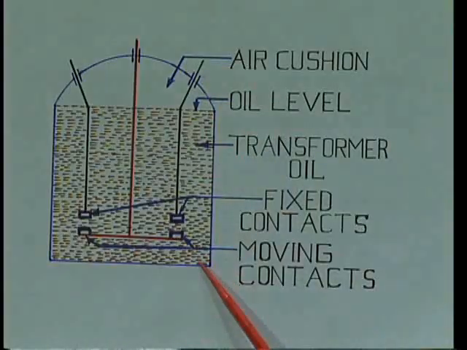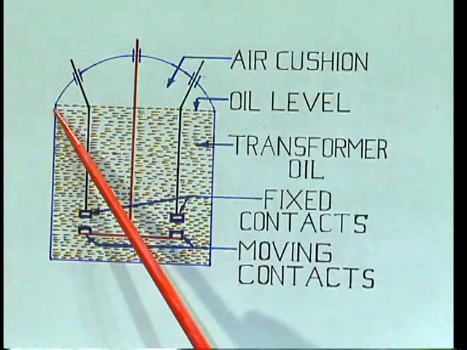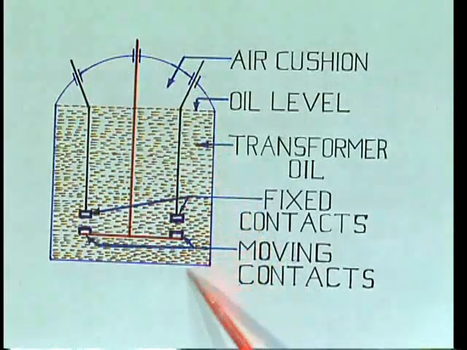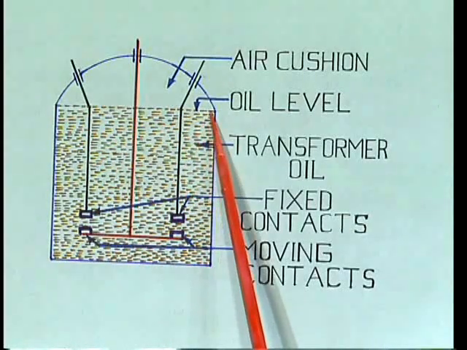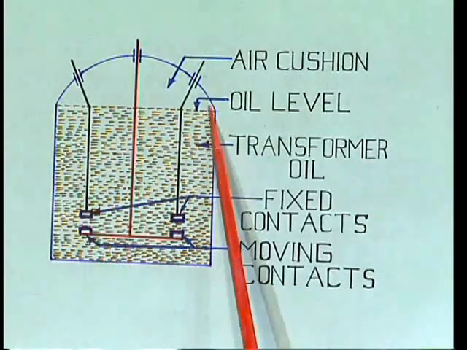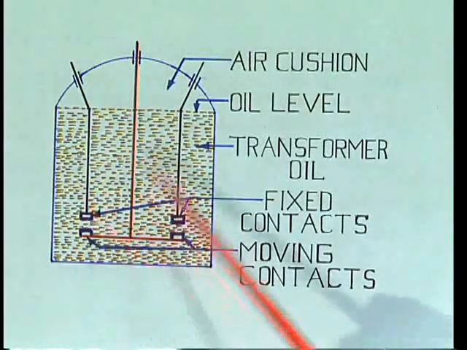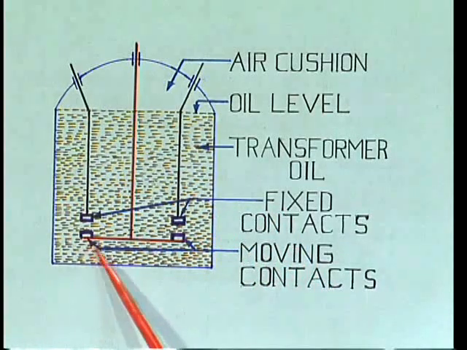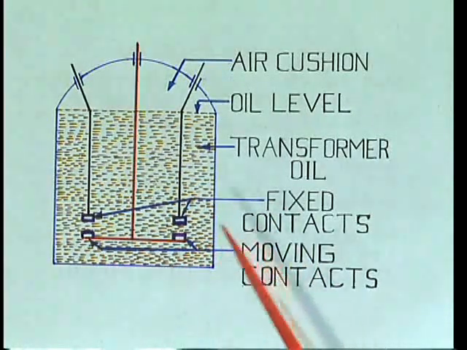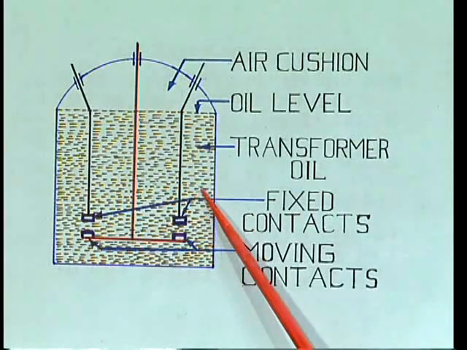It has a weather-tight oil tank, and the oil is filled up to a certain level. This is the fixed contacts, and these are the two moving contacts. This is a double break plain tank oil circuit breaker.